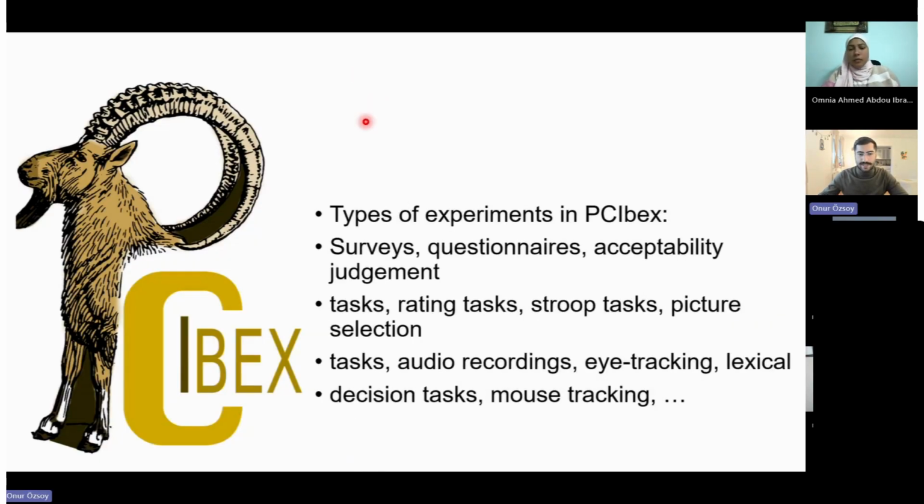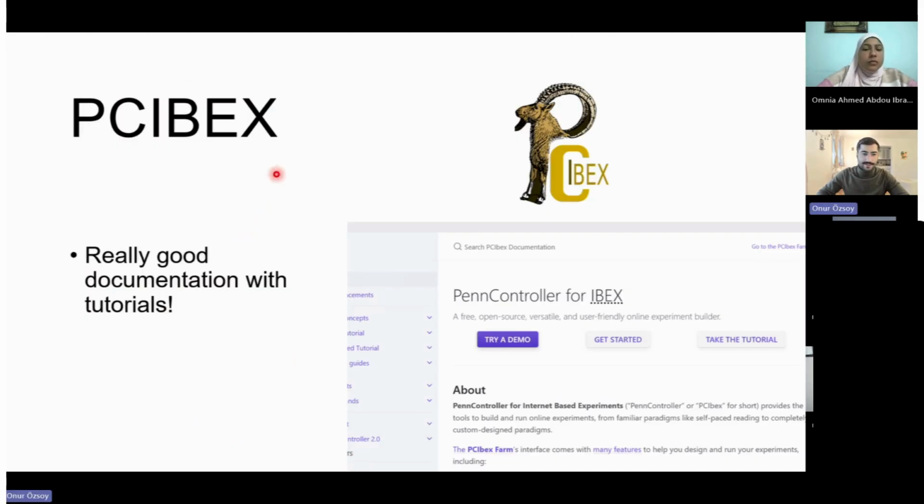And you can do lots of types of experiments in PCIbex. For example, surveys, questionnaires, acceptability judgment tasks, rating tasks, Stroop tasks, picture selection tasks, audio recordings. So you can also use the microphone of the phone or the laptop to record audio. You can do eye tracking, lots of experiments that are possible in linguistics on the computer. As I said, there's very good documentation that explains in detail how each kind of experiment can be done.